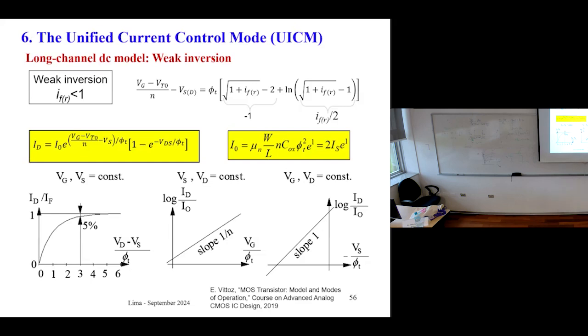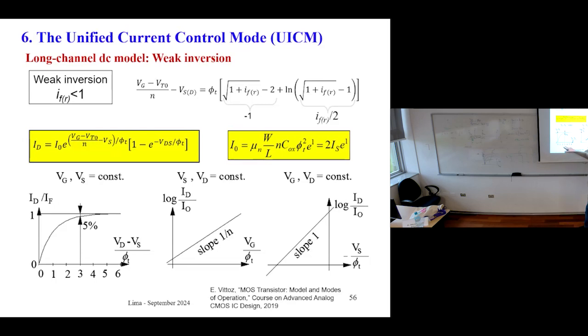And this expression can be written in this way here. Just algebra, but of course, if VDS equals 0, the voltage difference between source and drain is zero, the current is zero, right? Now, using this expression, we can build these three curves. The first one is ID over IF, where IF is this term here, versus VDS, VD minus VS.